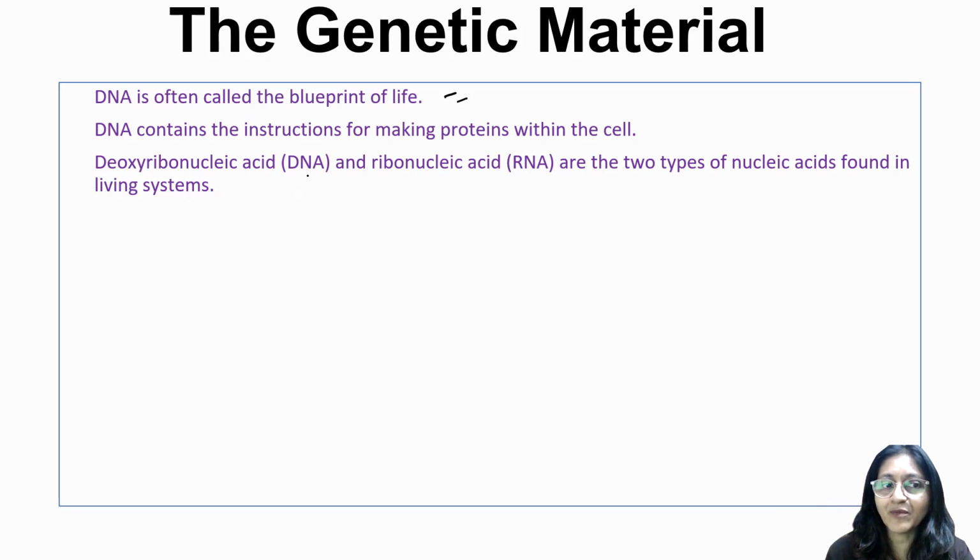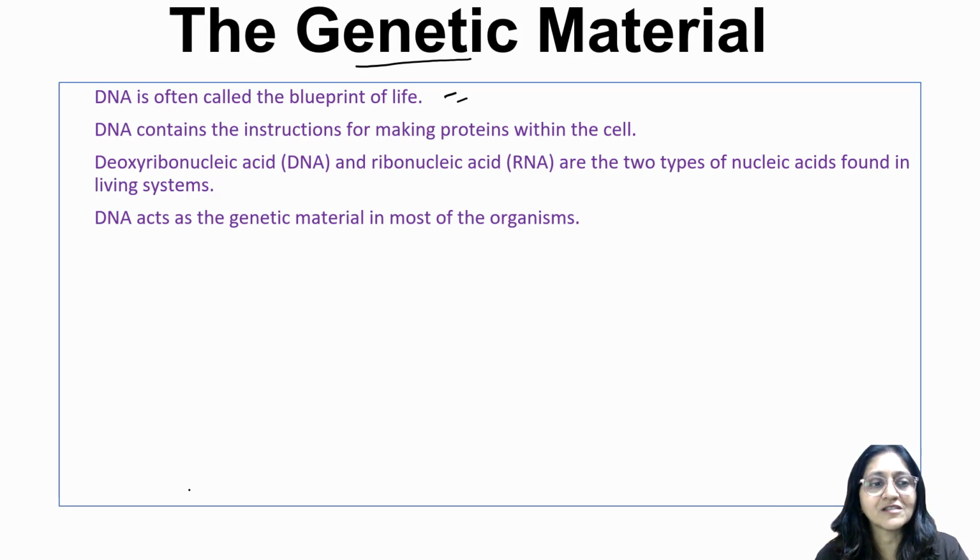So deoxyribonucleic acid and ribonucleic acid, these are the two major types of genetic material which are found in the living system. DNA acts as a genetic material for most of the organisms which are present on the earth. While RNA is a supportive material which helps in protein synthesis, like it helps whatever information you have on the DNA. So it's a coded language.